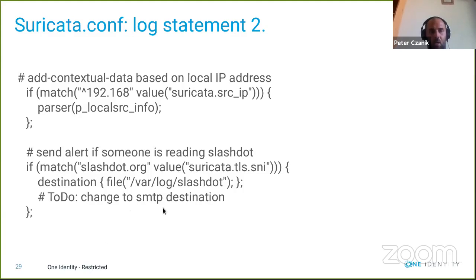Here, I show you another filtering. It's checking the TLS information from the Suricata logs, and if it's matching /.org, then it's writing to a separate file, but it could be sent to an SMTP destination, to Slack, or wherever you want to receive real-time alerting that one of your users is reading something he shouldn't in work time.